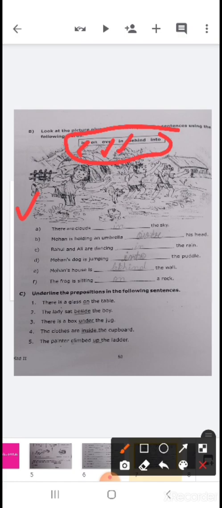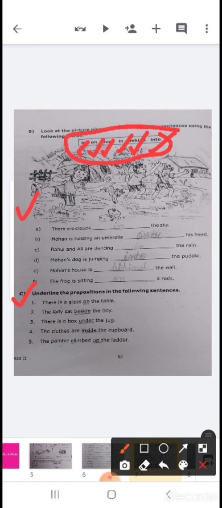D is Mohan's dog is jumping into the puddle. E is Mohan's house is dash the wall. Mohan's house is behind the wall. F is the frog is sitting on a rock. Okay. The first is in, then is over, then in, then into, then behind, then on.